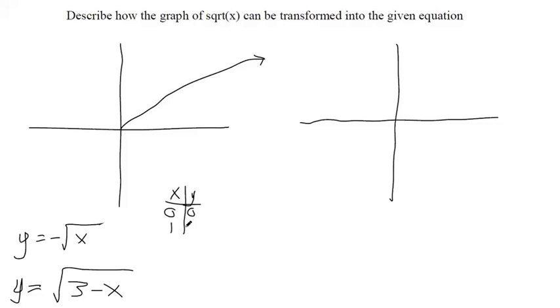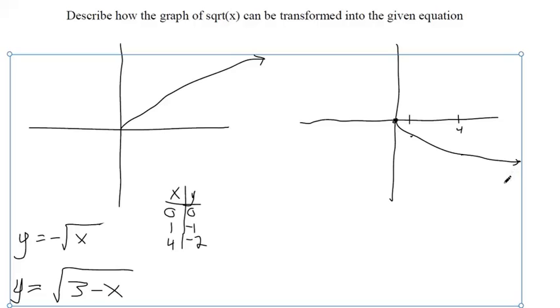Plug in 1 for x, you get negative 1 for y. I don't want to plug in 2 because square root of 2 is yucky, so let's plug in 4 for x, I get negative 2 for y. So my translation is going to have (0, 0), (1, -1), and then (4, -2). So there's a graph of that transformed graph.